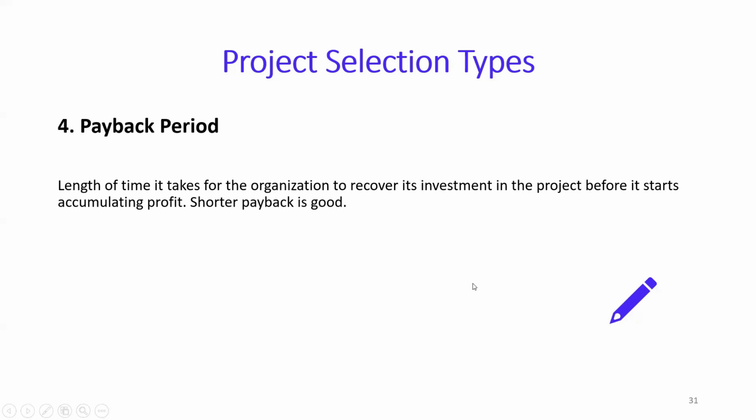Then payback period. So let's say you have got two projects. You will consider the project which has got a shorter payback period. Let's say a project is going to pay you back 100K in 1 year. Another project pays you back 120K in 1.5 years. You do not select the project with the 120K payback. You'll select the project with the lower payback period, 100K in 1 year. So that's about payback period. The shorter the payback period, the better.